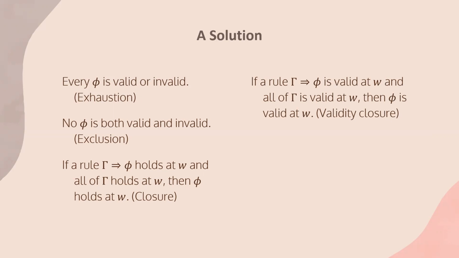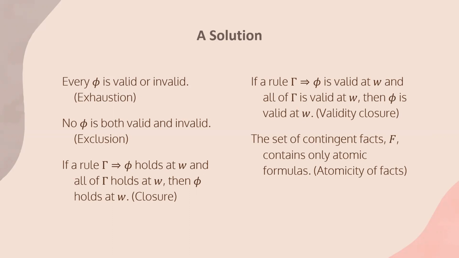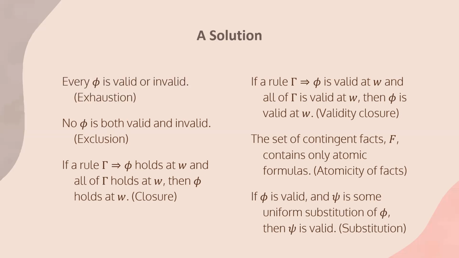There's a similar condition about closure, but for validity. So if an inference is valid at a world and all the antecedent conditions are also valid, then the consequent is also valid. We could impose that the set of contingent facts only contains atomic formulas to prevent us from just randomly making things true at worlds. And finally, we could suppose that worlds are closed under uniform substitution, so that if some formula is valid at a world and psi is some uniform substitution of that formula, then psi is also valid. So these are supplemental conditions that we can impose on worlds.